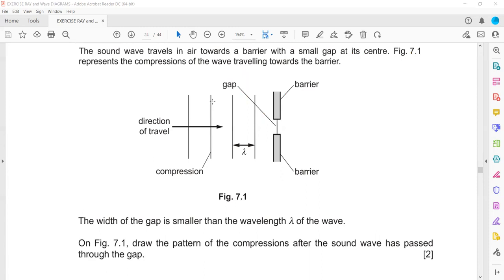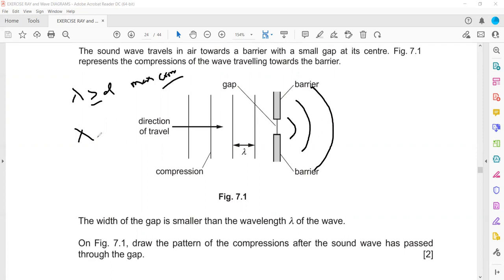Sound waves travel in air towards a barrier with a small gap as shown. The width of the gap is smaller than the wavelength. When we have a small gap size, draw a pattern of compressions, so we have to draw the pattern of the waves. Why are we drawing curved circular wavefronts? Because they mentioned that the wavelength is greater than the gap size. When wavelength is more than or equal to gap size, there is maximum diffraction, so we draw curves. If wavelength is less than the gap size, then there is minimum diffraction, so we only draw the edges a bit curved, but mostly it will be a plane wavefront.